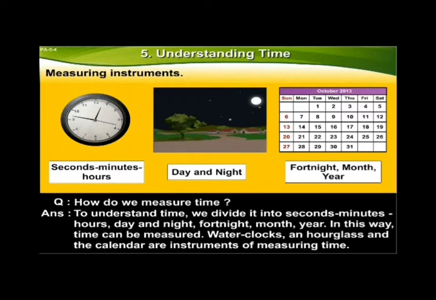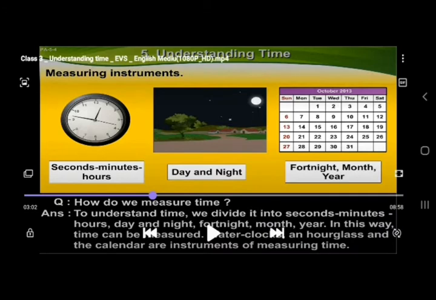Remember, the time of 60 seconds makes 1 minute. The time of 60 minutes makes 1 hour. The time of 24 hours makes a day. The time of 7 days makes a week. The time of 15 days makes a fortnight. The time of 30 days makes 1 month. The time of 10 years makes a decade. And the time of 100 years makes a century.